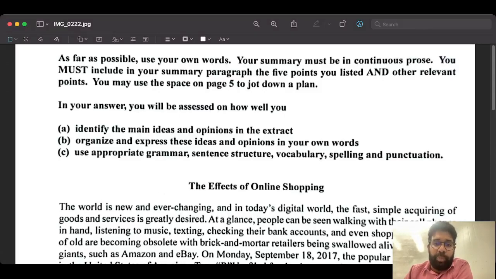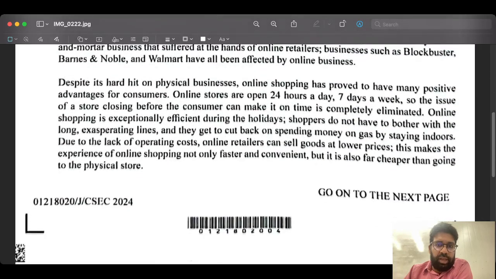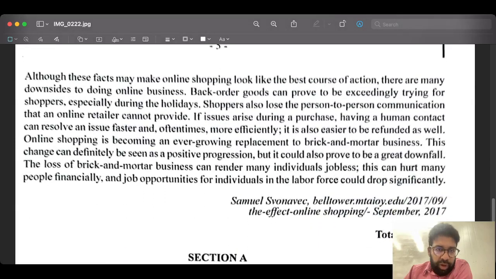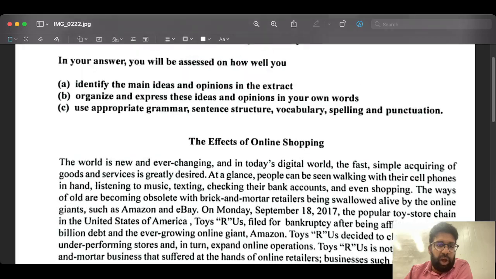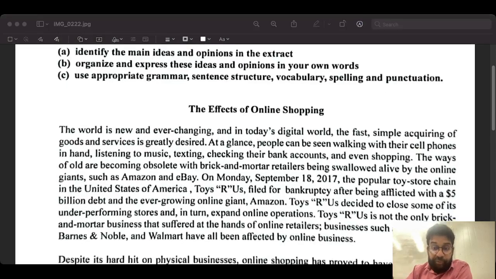Let's move on. Effects of online shopping. Off the top of the bat, I want you to look at something here. This is 3 paragraphs. So you can't pull out only 3 main ideas. Obviously, in each paragraph of this passage, you have different things you need to pull out. But how do we know what we're pulling out? We're going to see now.